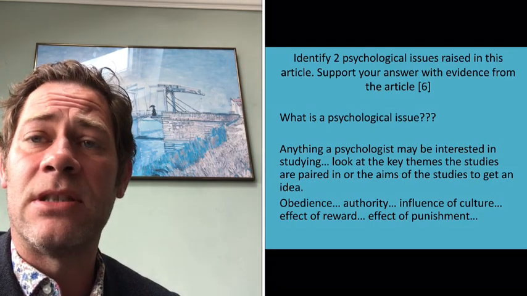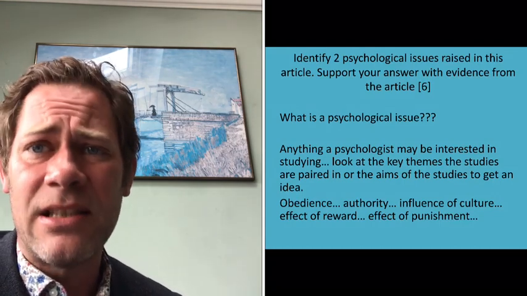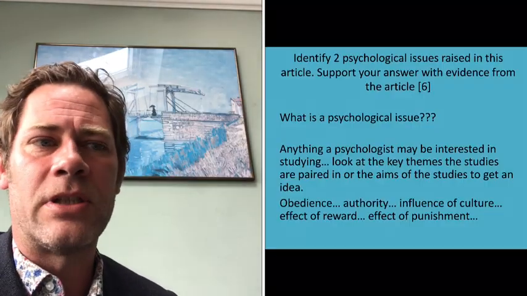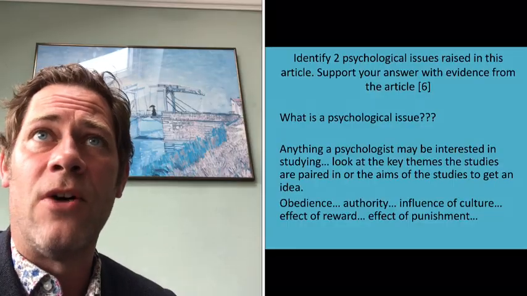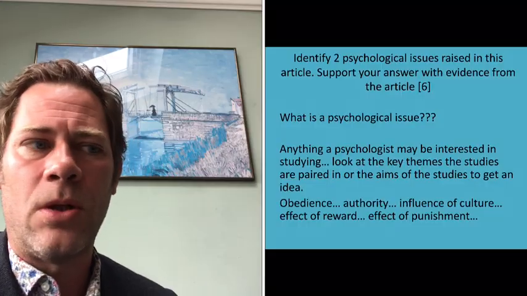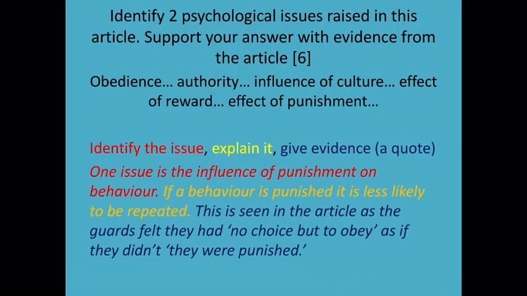Have a look at the key themes the studies are paired in. Have a look at the aims of the study. These are the kind of things that psychologists are interested in studying. So in this, a psychological issue may be the power of the urge to be obedient, the influence of authority, the influence of culture, the effect of reward. So in this case, it's 6 marks for 2 separate psychological issues, which is clearly 2 3-mark questions. And so our structure is identify the issue, explain the issue, give evidence or a quote to show where the issue came in the text.